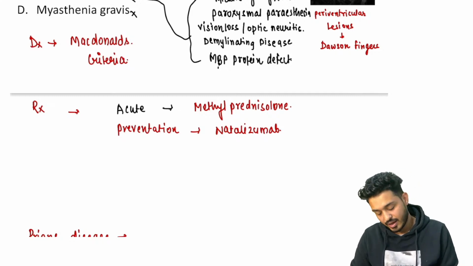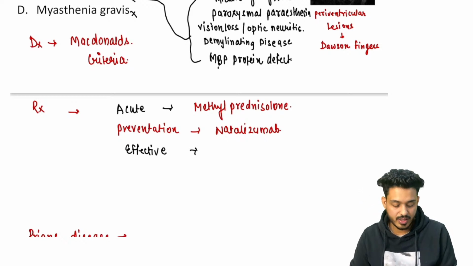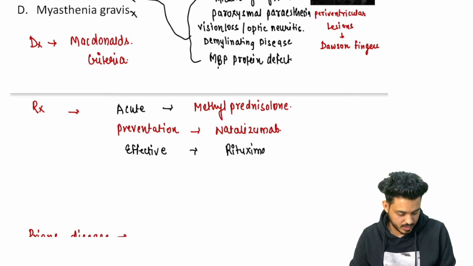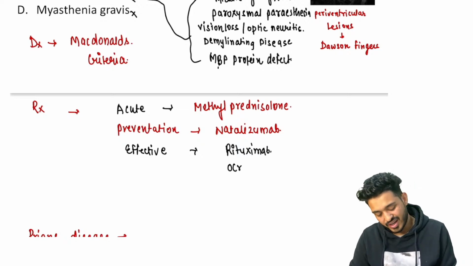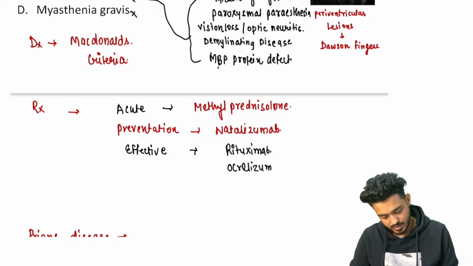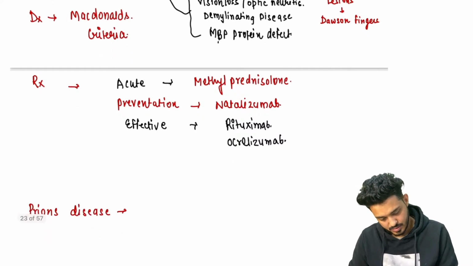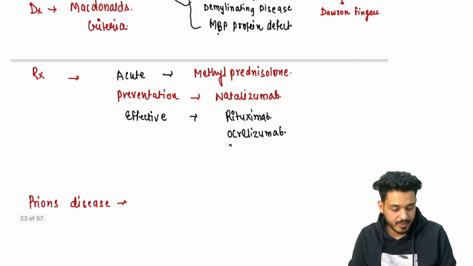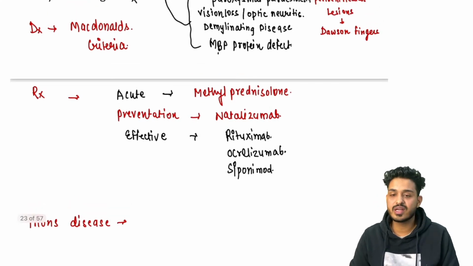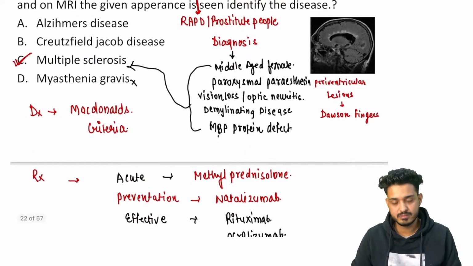And the most effective drugs that we are having, effective drugs if they ask you, that is going to be your CD20, that is going to be your rituximab, ocrelizumab, and siponimod. Right? These are the drugs we are going to use in the cases of multiple sclerosis.